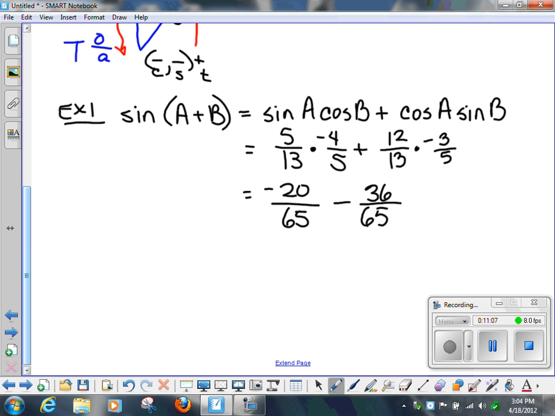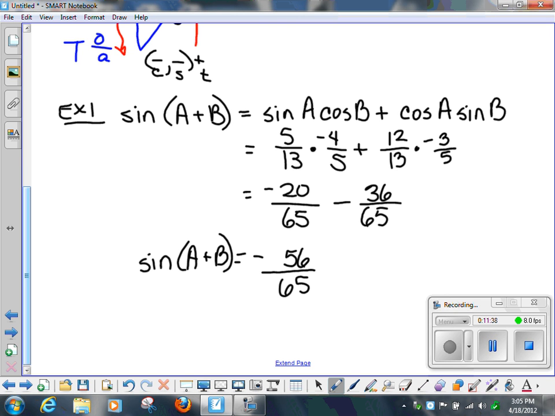I want common denominators. Okay? Plus a negative, I just made it a subtraction. And then what would that exact value be? Negative 56 over 65 is the sine of angle A plus angle B.